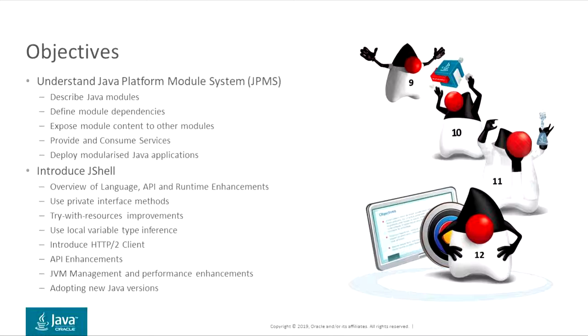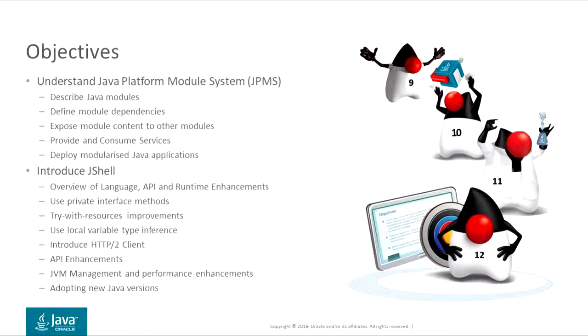First of all, we have a new modular system in Java, which is called Java Platform Module System, previously known as Project Jigsaw. So basically, we're looking at what the modules are, how they could be used, how to define dependencies between modules, expose the content of one module to others, produce and consume modular services, and then deploy modularized applications. This is a significantly different way of packaging and distributing the code.